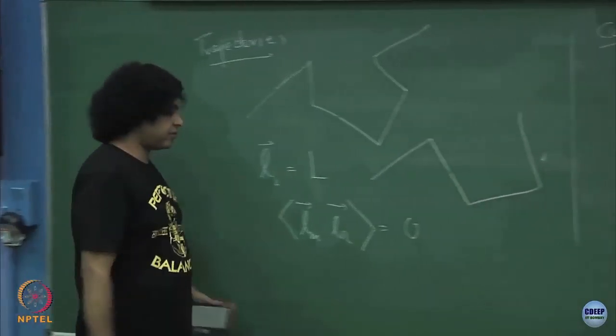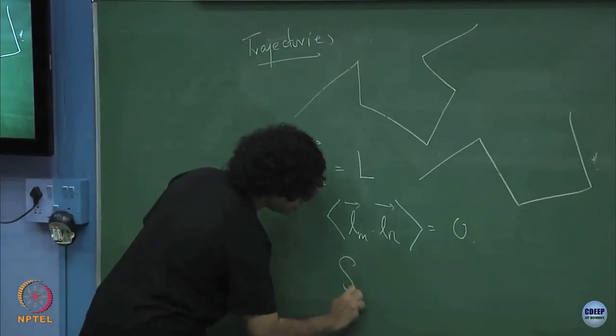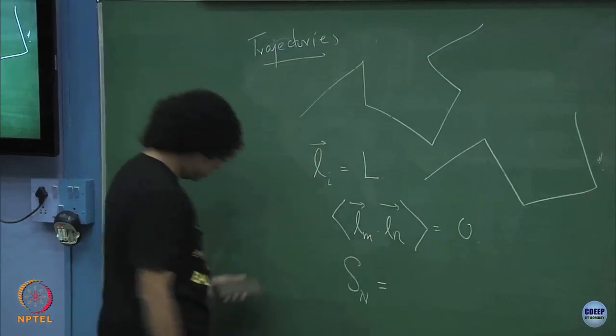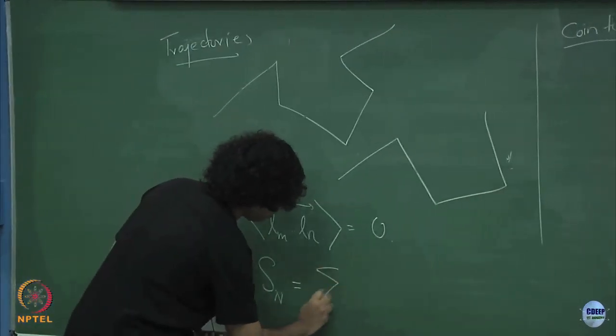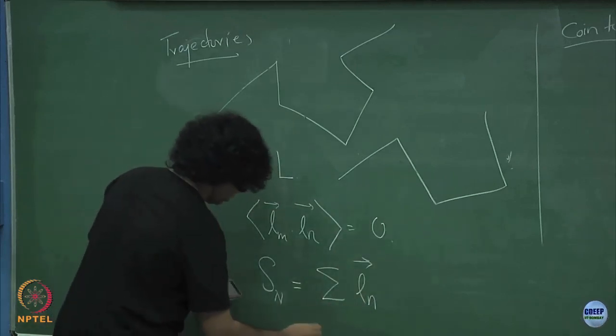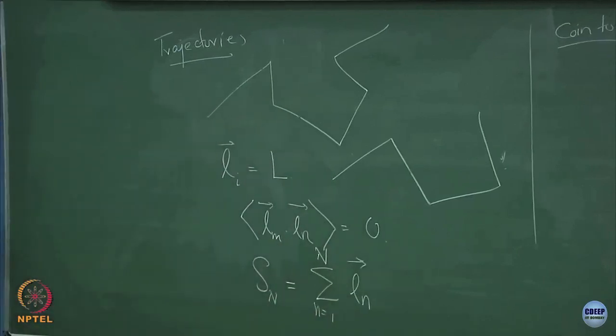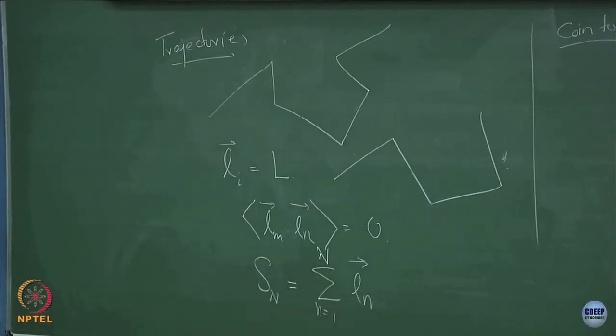So, again I look at the sum. So, I look at how much distance it has covered after n steps. So, again I look at this sum S n, which is the sum of these individual steps that you take, n equal to 1 to capital N. So, I construct this sum.